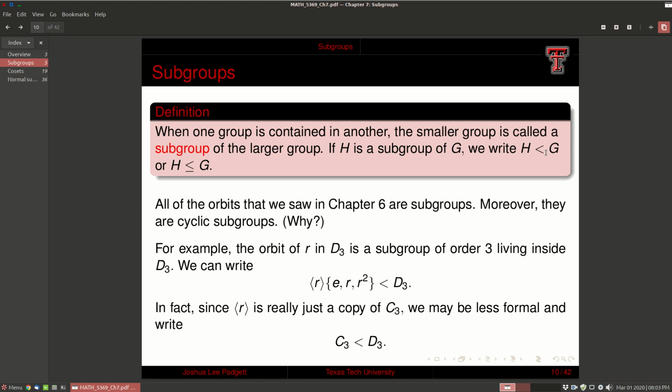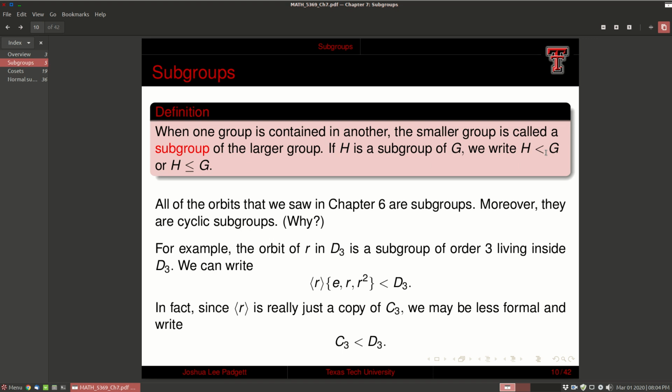Now, all of the orbits that we saw in Chapter 6 are subgroups. Now recall, what's an orbit? An orbit is you pick an arbitrary element in a group, and then you simply raise it to as many powers as you want. So if you pick the element g, then you consider g, g squared, g cubed, g to the fourth, g to the fifth, and so on. But you also consider g inverse, g squared inverse, g cubed inverse, and so on and so forth.